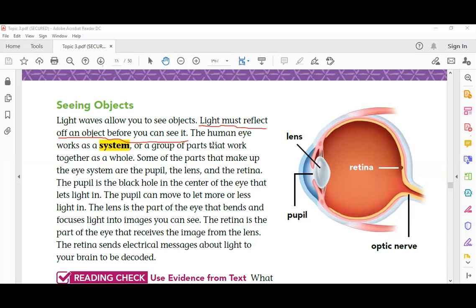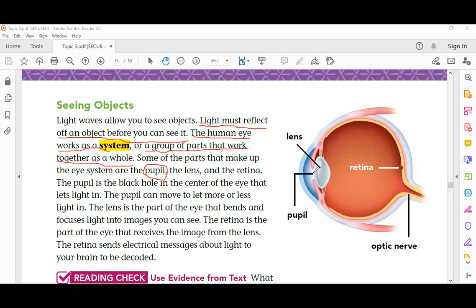As I told you, the human eye works as a system. What is the meaning of a system? A group of parts that work together as a whole. Some of the parts that make up the eye system are the pupil. The first part of the eye that you have to learn about is the pupil. Where is the pupil? This is the pupil. What is the function of the pupil?